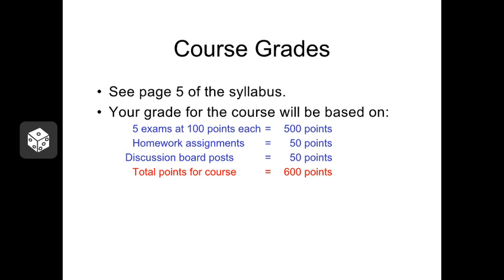Exams are worth 100 points apiece, so they're worth 500 points total towards your score. Homework assignments are worth 10 points apiece, so they're worth 50 total towards your score. And discussion board posts are also worth 10 points apiece, and there's 5 of those, so they're worth 50 points total towards your score. You have the opportunity to earn up to 600 points for the semester.